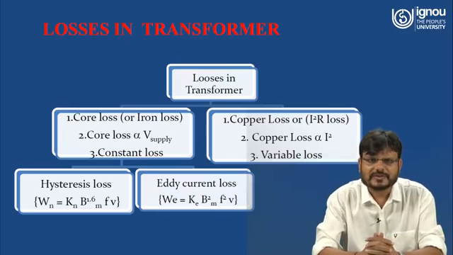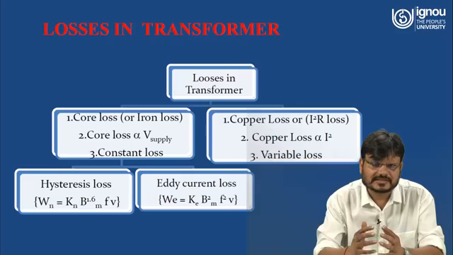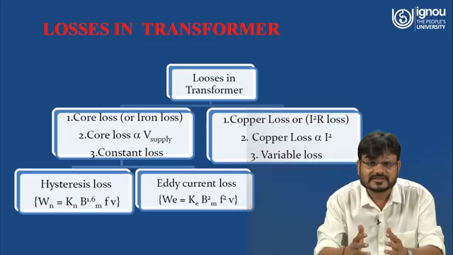First of all I am going to discuss losses in the transformer. Losses in the transformer can be classified as, first, core losses, which are also called iron losses, and second, copper losses, or you can say I square R losses. Core losses, as I told you, are also called iron losses, and these can be classified as hysteresis losses and eddy current losses.